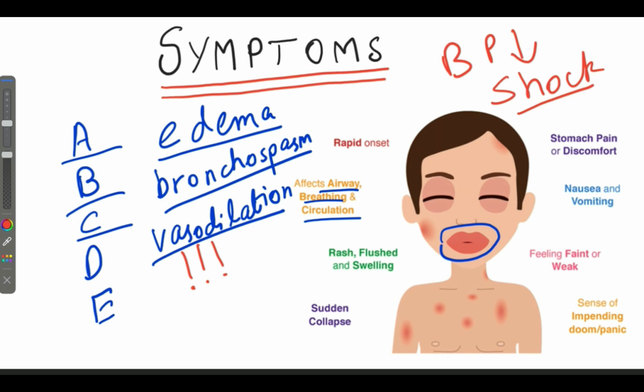Other than these signs and symptoms, you may experience stomach pain or discomfort. The patient may experience nausea and vomiting. The patient may be feeling faint, or feeling weakness. There is a sense of impending doom, a sense of panic, and the patient may suddenly collapse. All of these things can happen, but the main things which we must focus on are the A, B, and C: the airway, the breathing, and the circulation. These are the things which will allow us to diagnose this condition very rapidly.